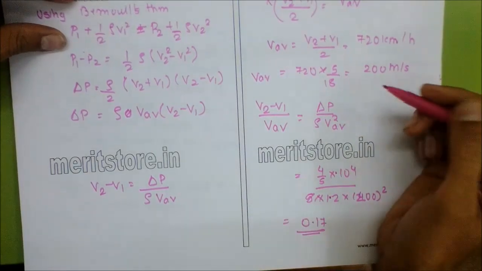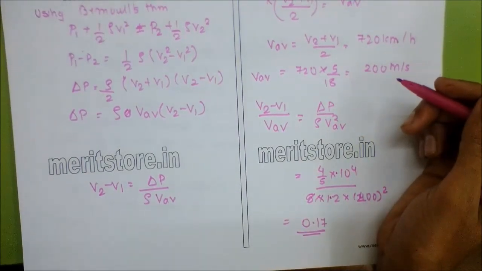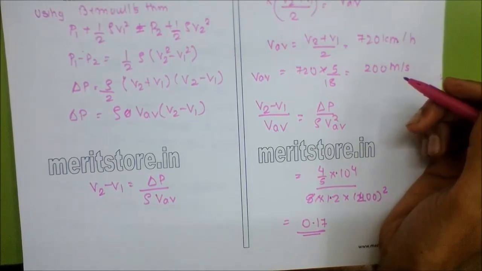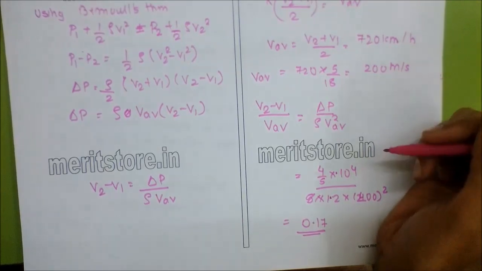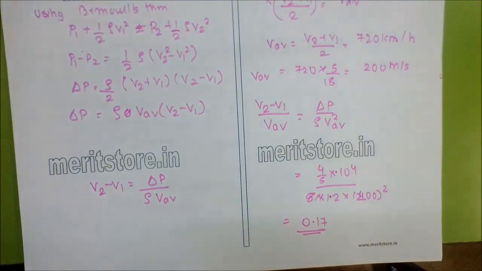So this much is the increase in the speed of the air on the upper surface of its wings relative to its lower surface. Okay, so the correct answer is 0.17.